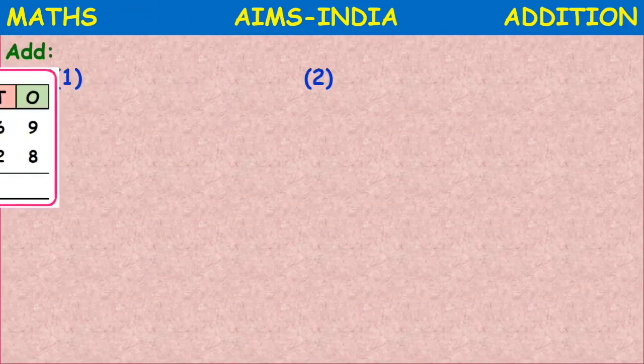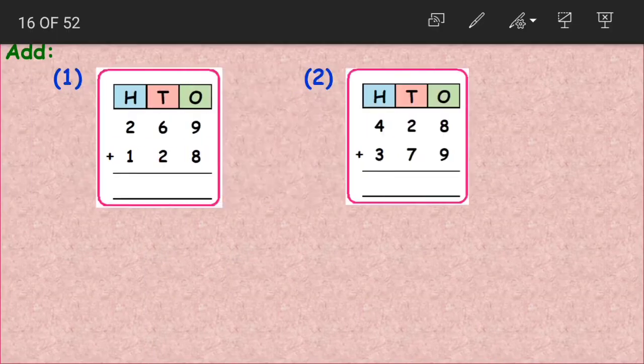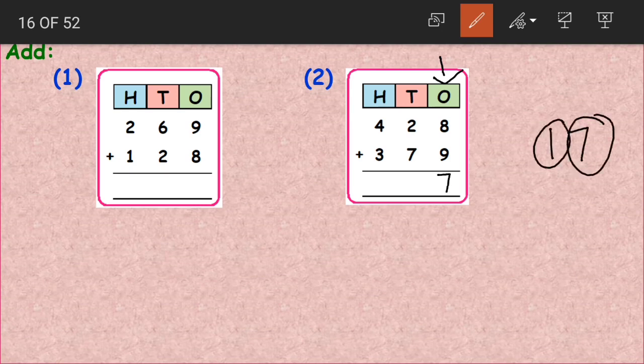Moving on. Again, first question was solved by me yesterday itself. Moving on to question number 2. In the ones place, we have 8 plus 9. 8 plus 9 is equals to 17. Now we write 7 here and carry this 1 to the next digits. Yes, carry this 1 to the next place.